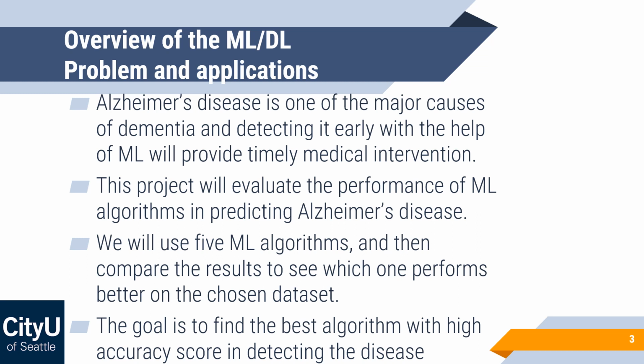We will use 5 machine learning algorithms, which are k-nearest neighbors, logistic regression, support vector machine, decision tree, and random forests. Then we will compare the results to see which one performs better on the chosen dataset. The goal is to find the best algorithm with a high accuracy score in detecting the disease.